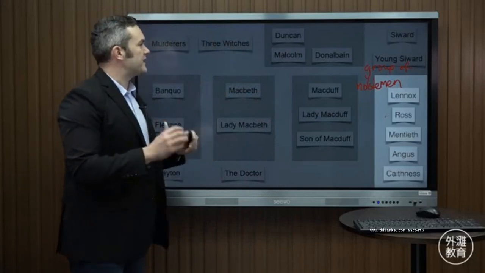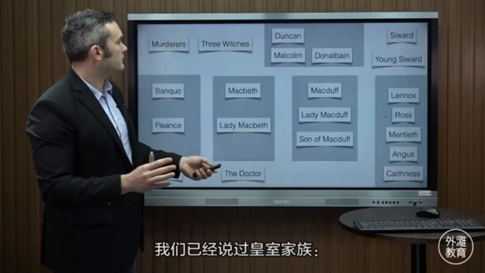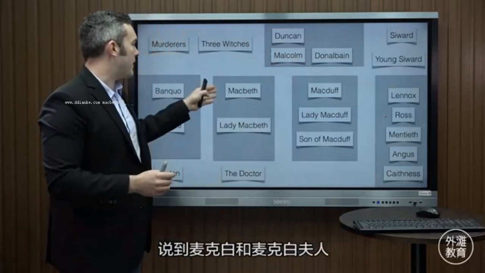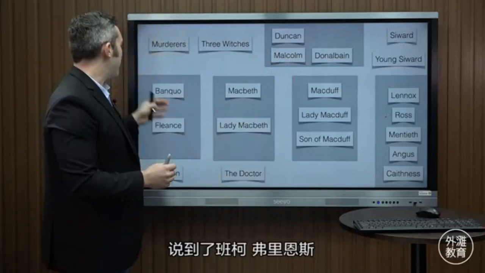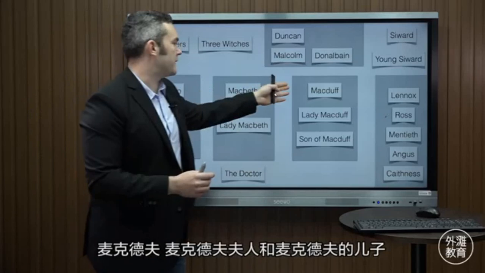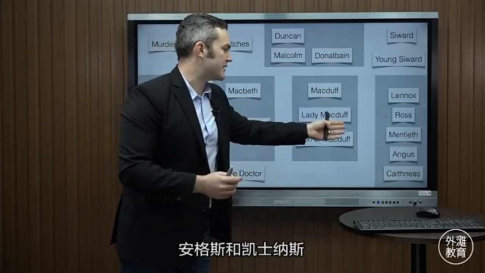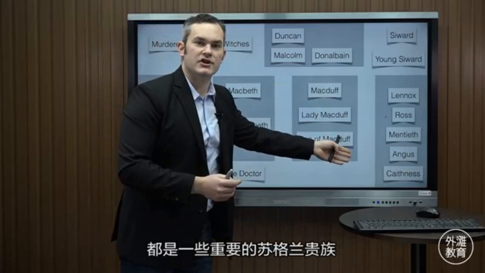Okay, so at this point, we've kind of talked about the royal family, Duncan, Malcolm, Donalbain. We've talked about Macbeth, Lady Macbeth. We've talked about Banquo, Fleance, Macduff, Lady Macduff, son of Macduff, and Lennox, Ross, Menteith, Angus, and Caithness, the important Scottish noblemen.